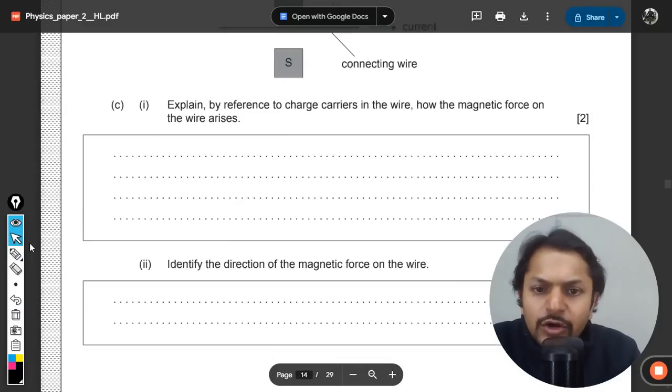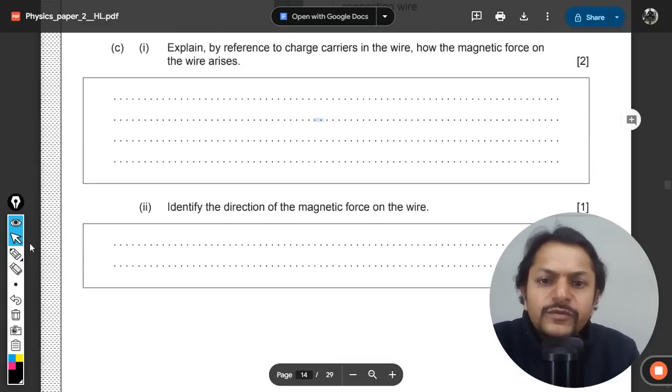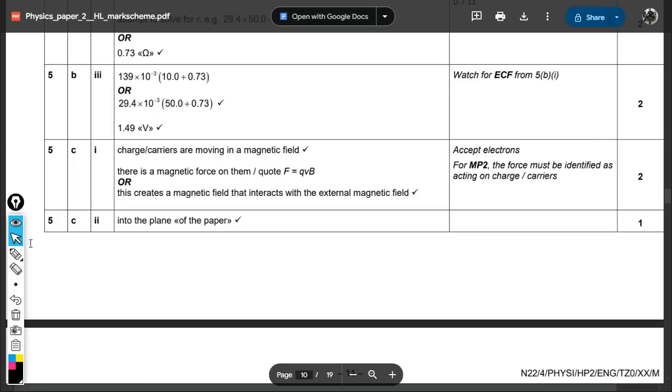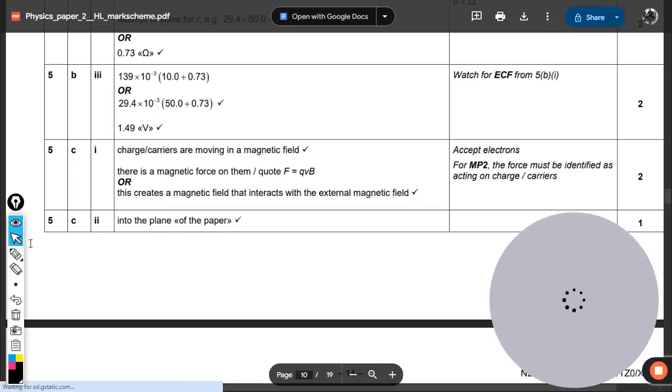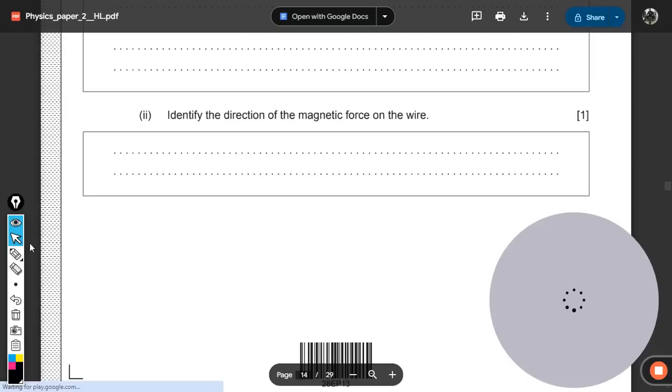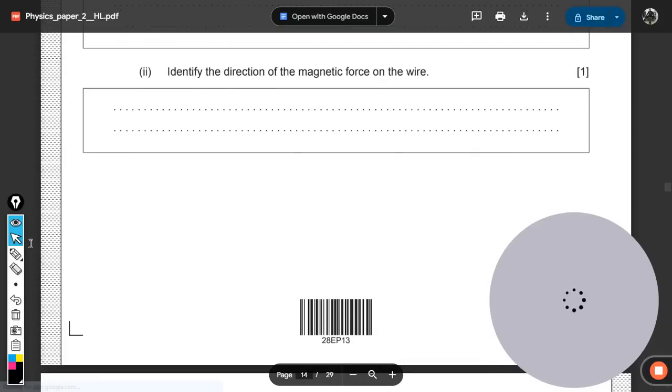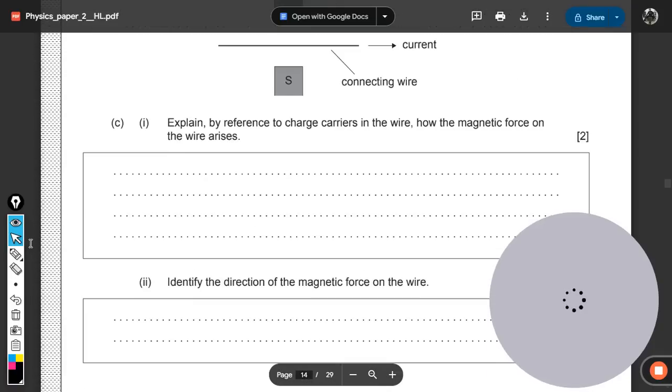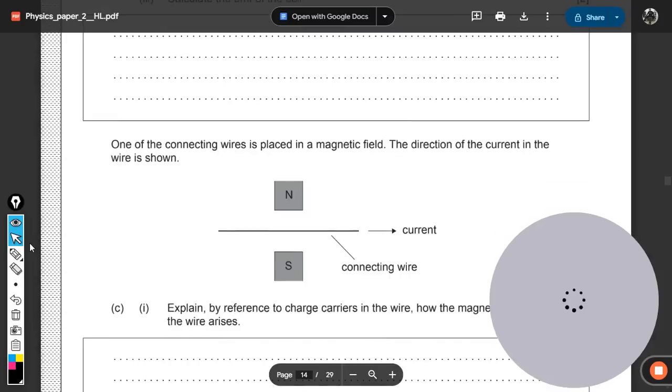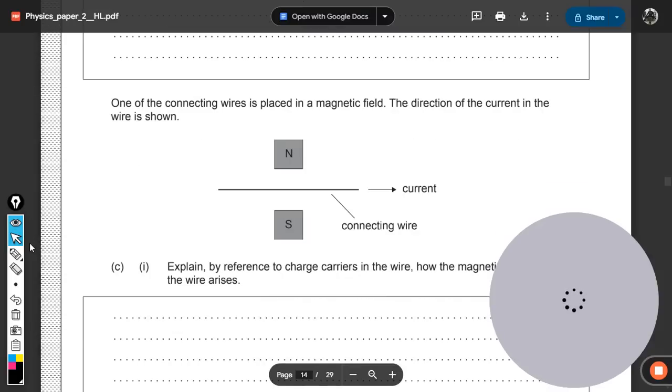Okay, so this is done. The force will be into the page, into the plane of the paper. That is the answer given here, and that's it. Now we would be moving to the next question. So this is how we do this question.